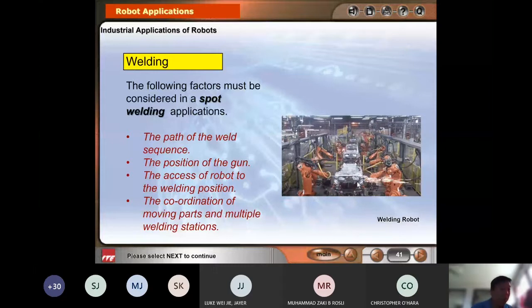Of course, if you are human, one person can move around. A robot can't. And the coordination of the moving part and the welding stations are multiple. This one will do a little bit, go to the next one, do a little bit, go to the next one, do a little bit. But it's very, very fast. Anytime it can beat a human.